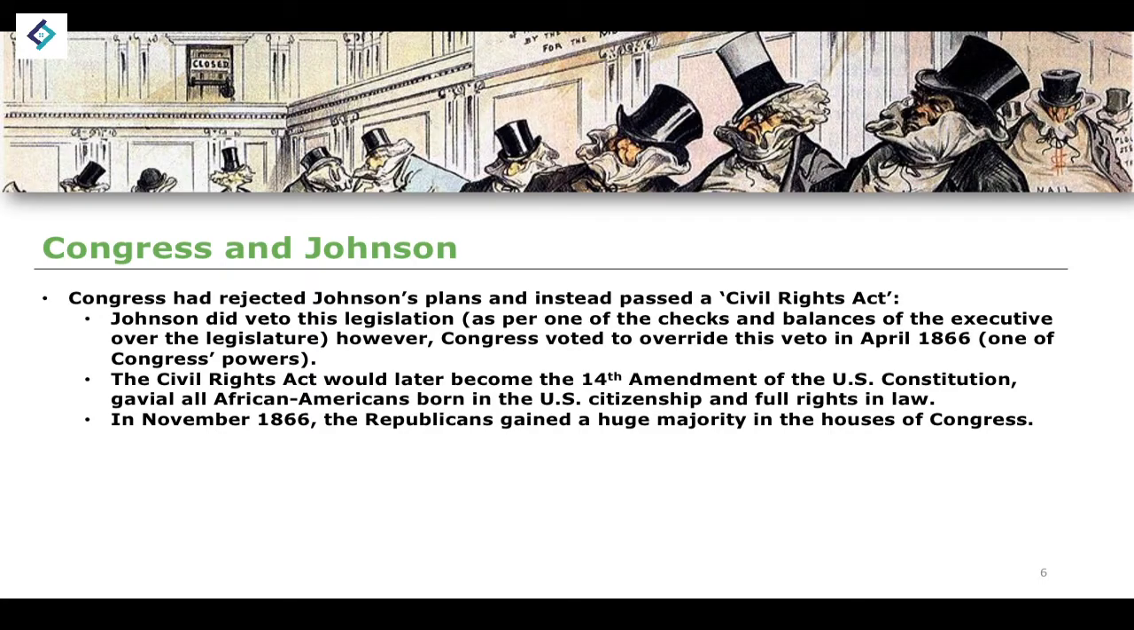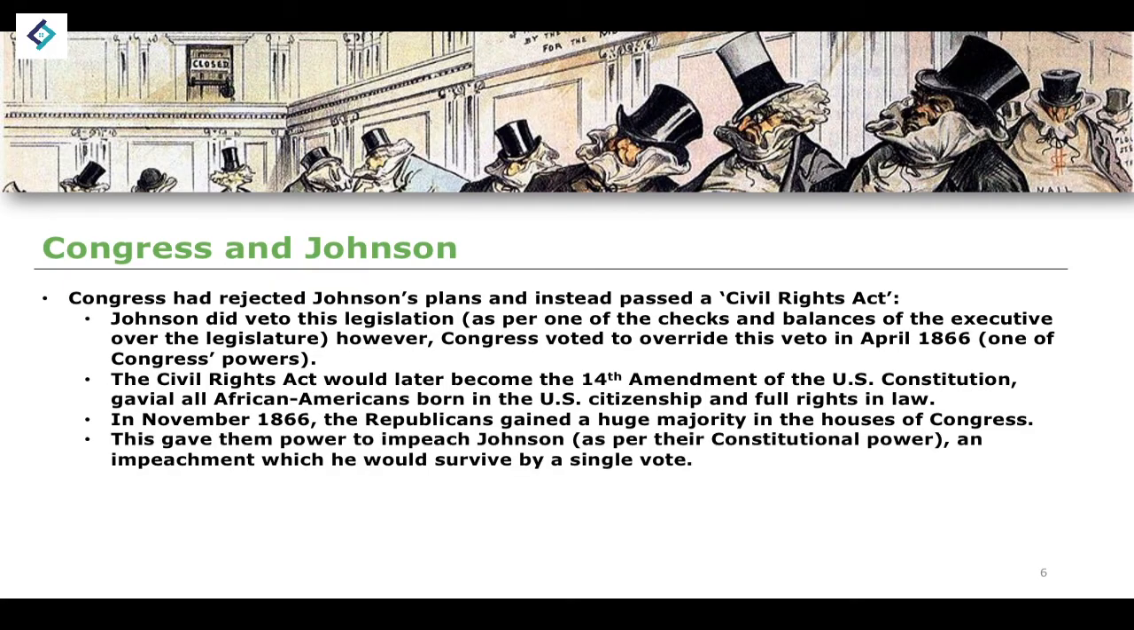In November of 1866, Republicans gained a huge majority in both houses of Congress. The two houses of Congress are the House of Representatives and the Senate. The Republicans gained a huge majority in both of these, and it gave them the power, as per their constitutional authority, to impeach Johnson. Now, what impeachment essentially involves is the president acting in a way that is beyond their authority or maybe unlawfully in a number of different settings. And so Congress has the power to vote to impeach them.